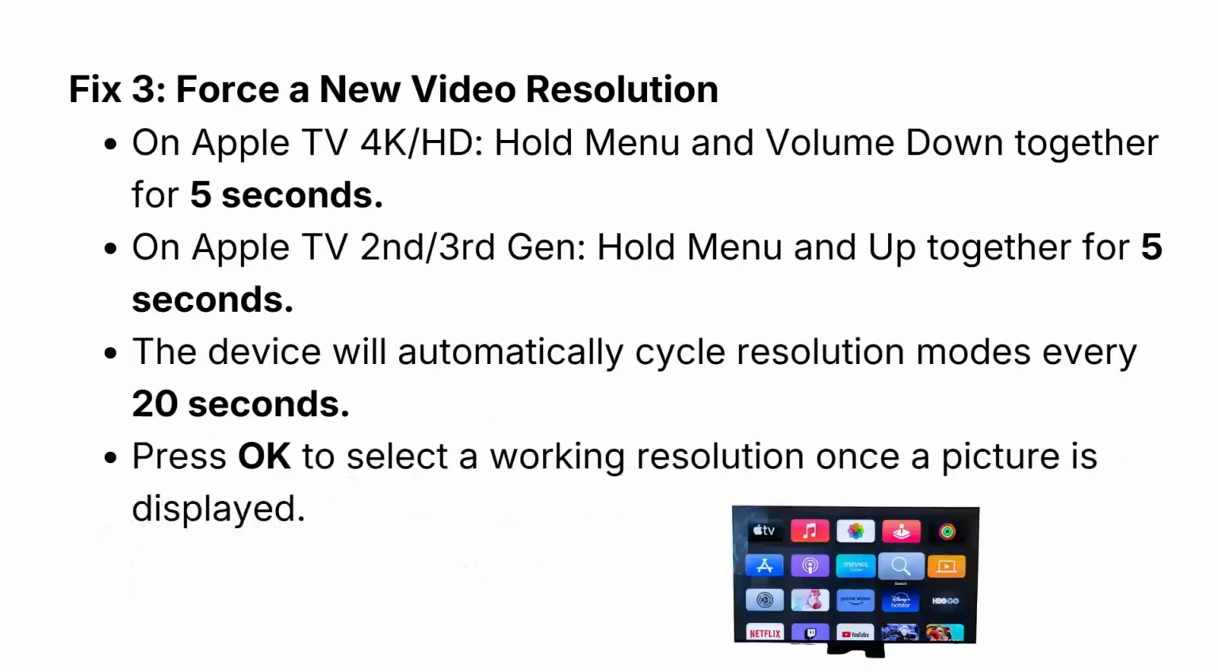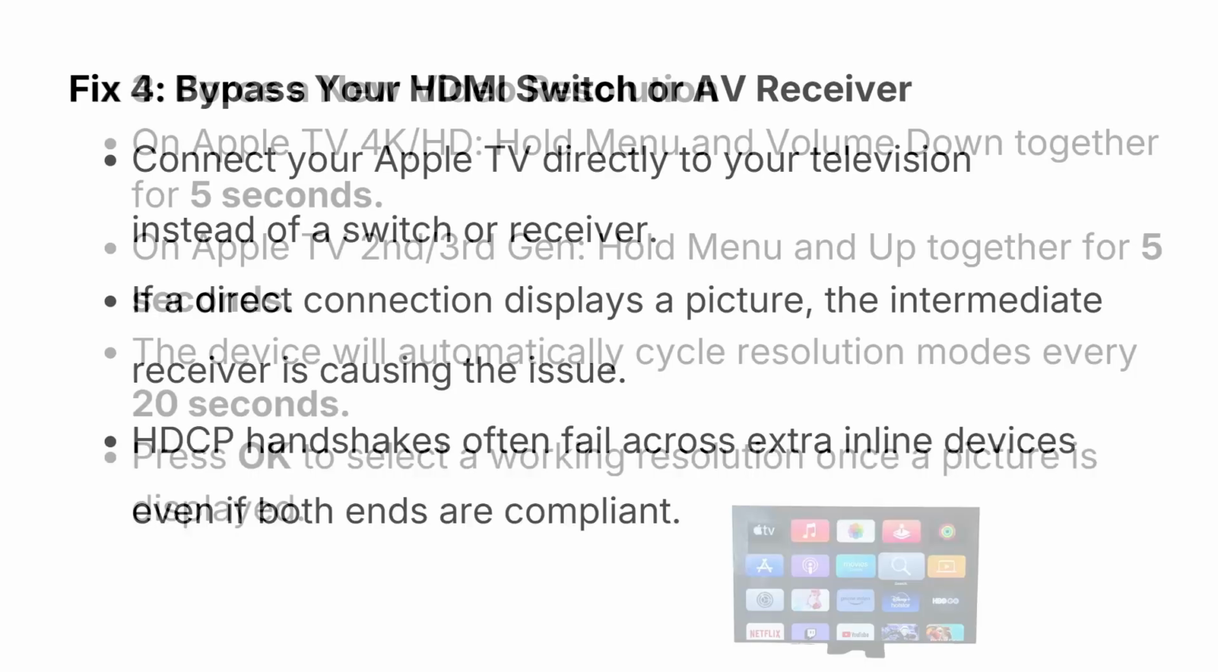Fix 3. Force a new video resolution. On Apple TV 4K or HD, hold menu and volume down together for 5 seconds. On Apple TV 2nd or 3rd gen, hold menu and up together for 5 seconds. The device will automatically cycle resolution modes every 20 seconds. Press OK to select a working resolution once a picture is displayed.